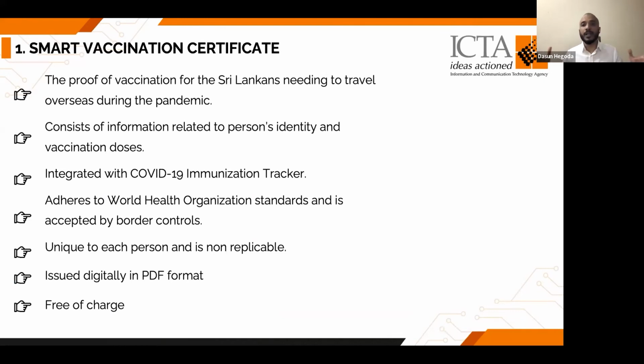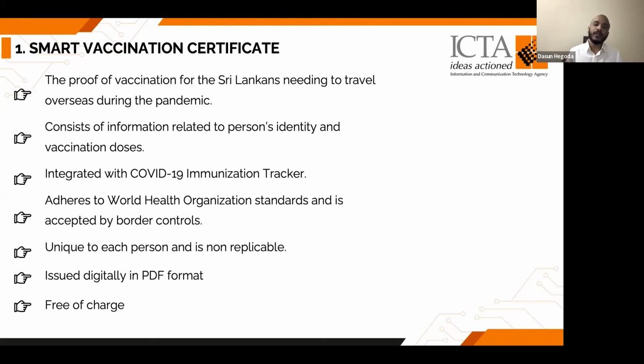DIVOC is a comprehensive platform, but in Sri Lanka, we use the certification module, 1 module out of the 4 modules it offers. And we have integrated DIVOC into DHIS2 also, which is the COVID-19 immunization tracker. It is also an open source project. This adheres to WHO standards and is accepted by border control.